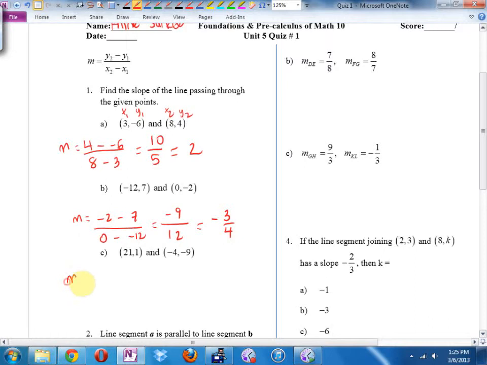C. y2 minus y1 over x2 minus x1. Negative 9 minus 1, negative 8 all over negative 4 minus 21, negative 25. Negative divided by negative is a positive, so the slope is... Yeah, that's what I said, negative 10.